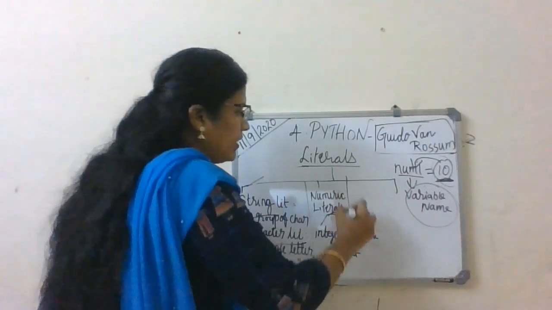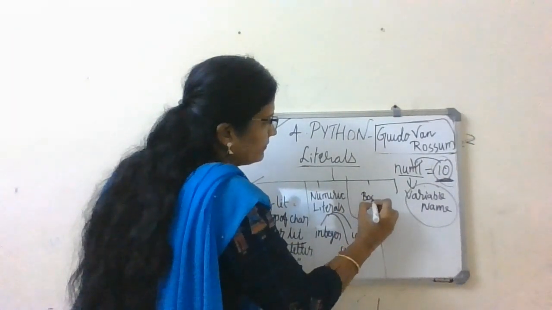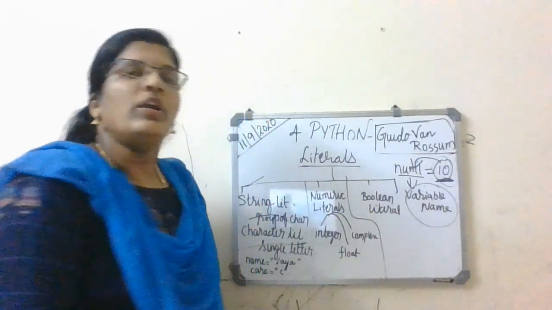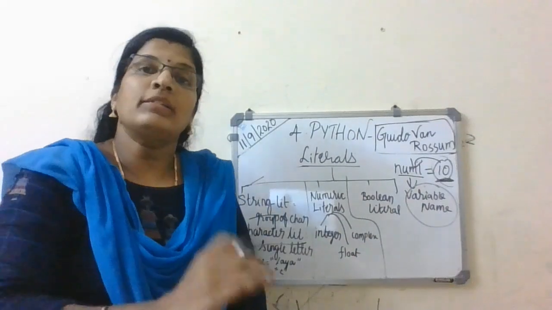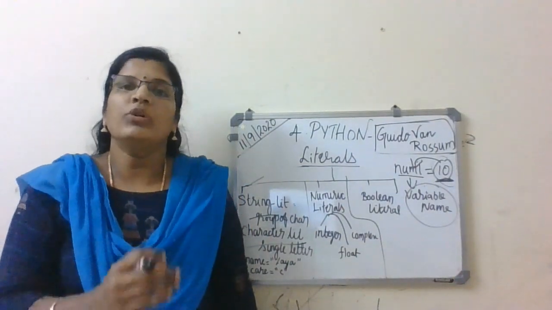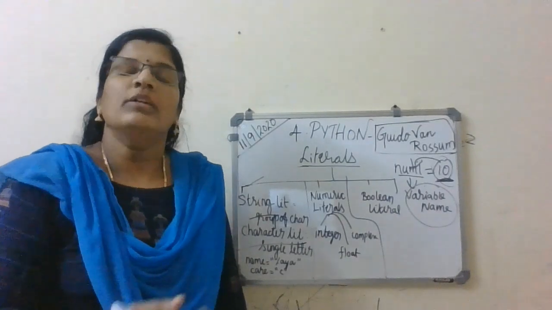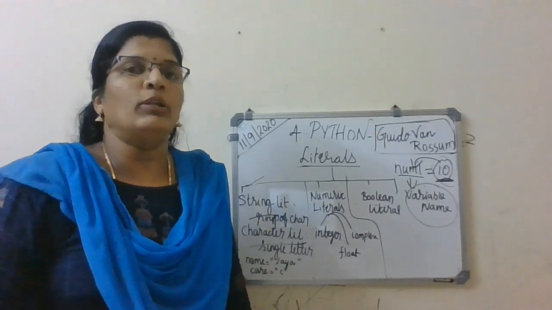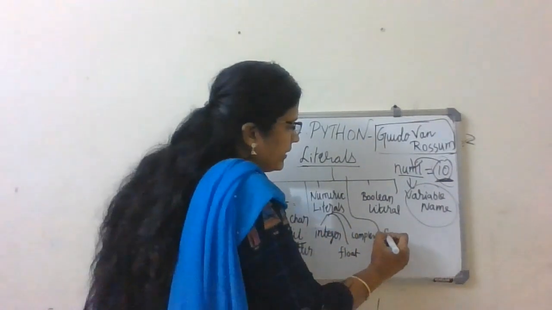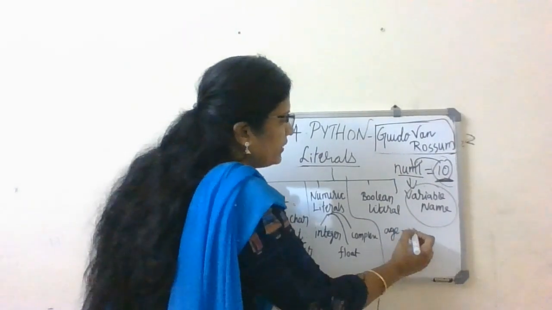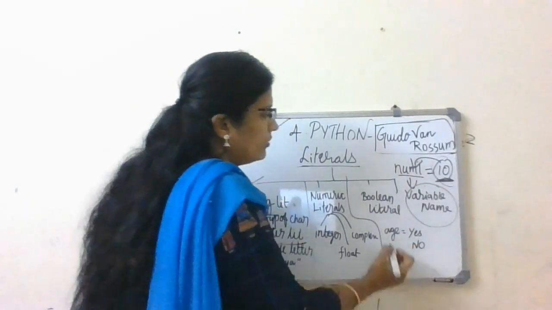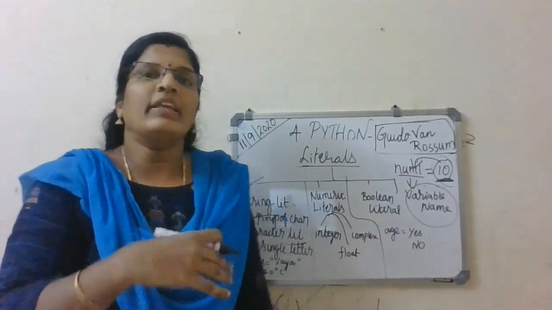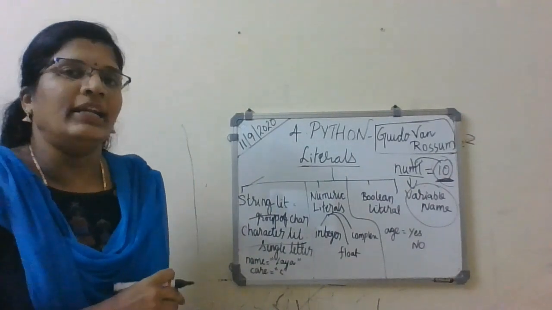Then the third literal is called Boolean literal. Boolean means it gives yes or no type answers. Boolean literals are yes or no. So you can say any variable name is equal to either yes or no, but it should be in double quotation. For example, age: eligible to vote, yes. Not eligible to vote, no. You can give yes or no in Boolean literals.